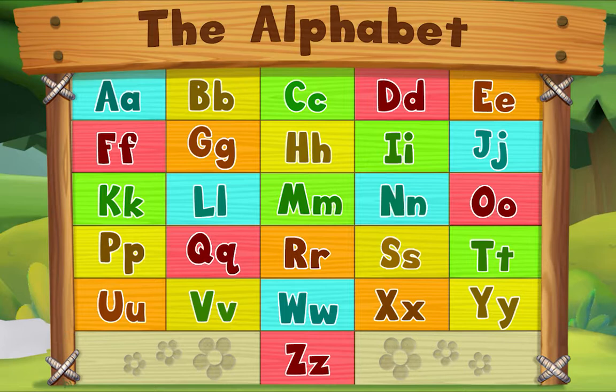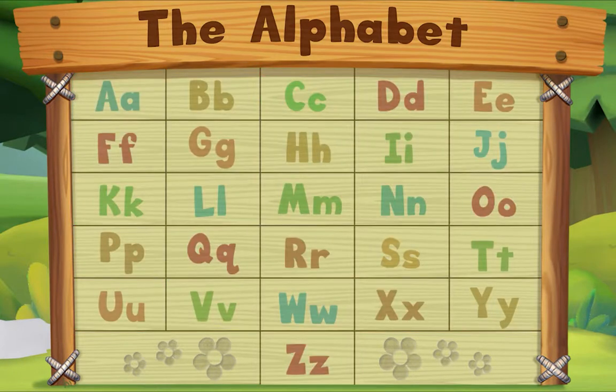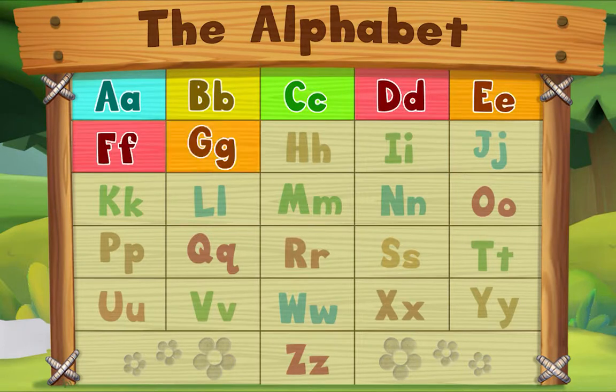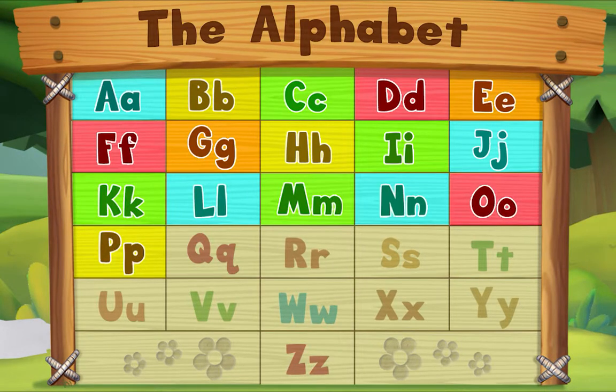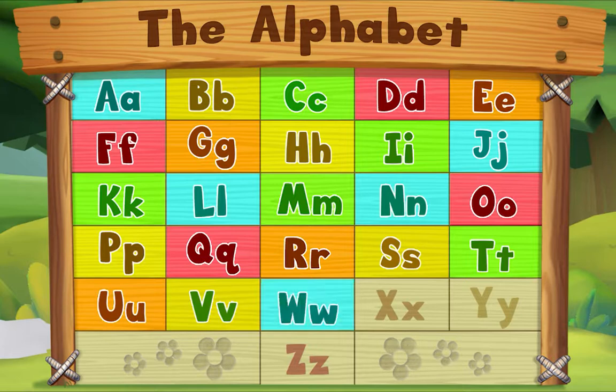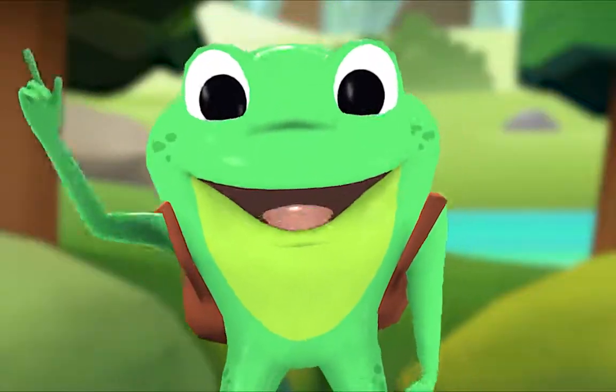Now this time, let's sing together. A, B, C, D, E, F, G, H, I, J, K, L, M, N, O, P, Q, R, S, T, U, V, W, X, Y, Z. Now I know my ABCs. Next time, won't you sing with me? That was lovely.